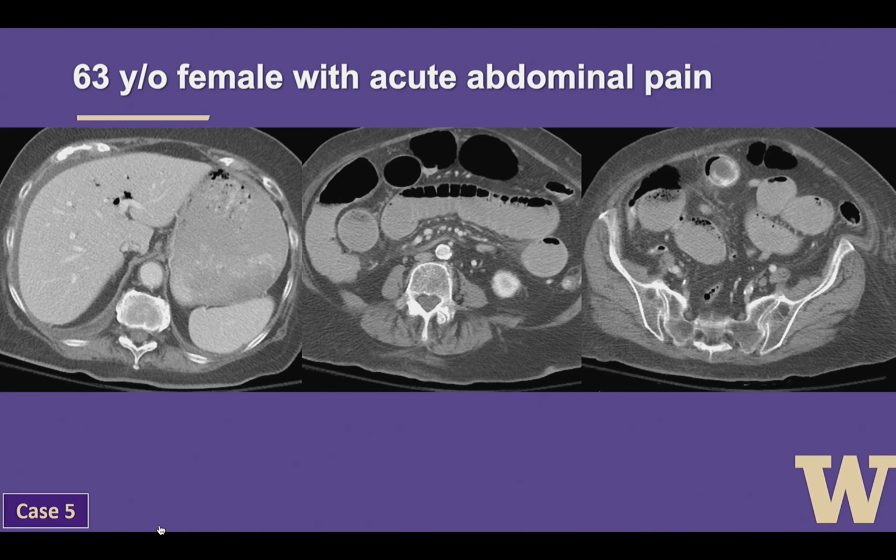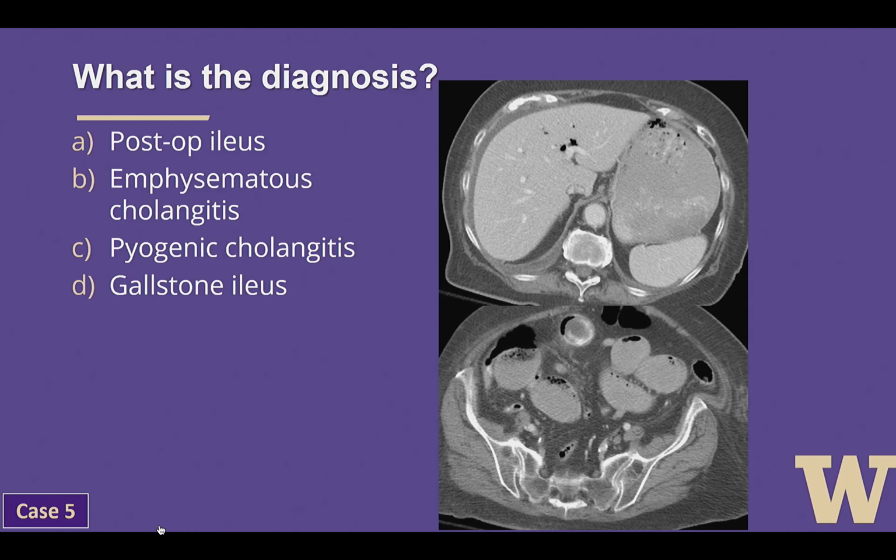Case 5 is a 63-year-old female with acute abdominal pain. We have 3 CT images here. The question is, what is the diagnosis? Postoperative ileus, emphysematous cholangitis, pyogenic cholangitis, or gallstone ileus.